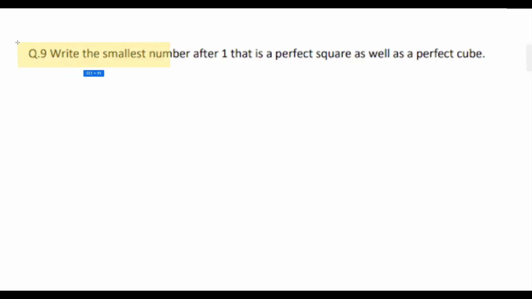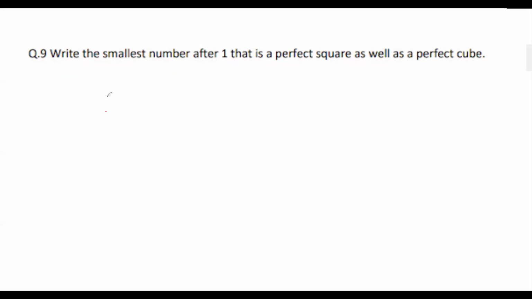The question here is: write the smallest number after 1 that is a perfect square as well as a perfect cube. So we can do it by hit and trial method. Say if I write after 1 it is 2, 2 square is 4, right? And this is not a perfect cube, right?